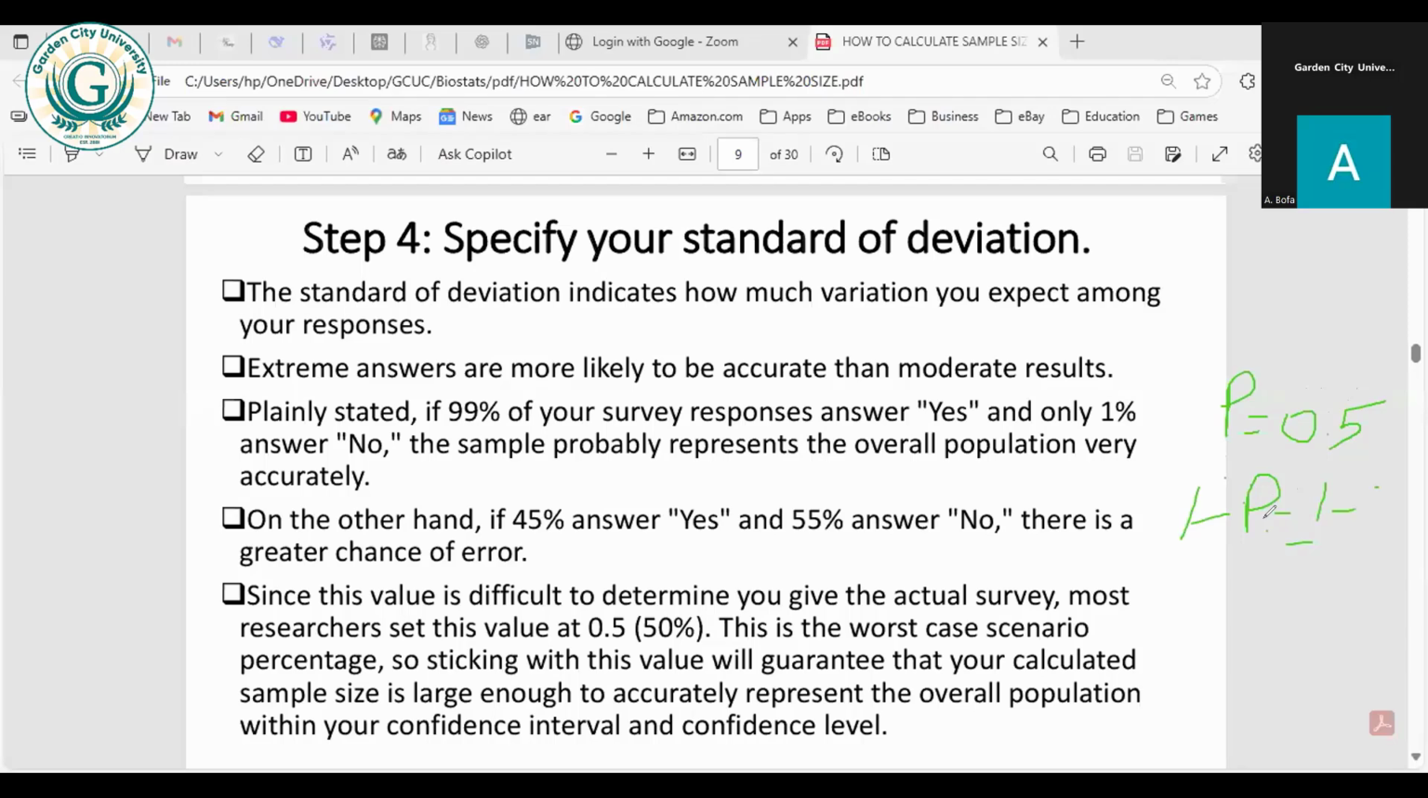So to be on the safer side, most cases, researchers will just split it, 0.5, 0.5. That's what we do in most cases, because it's not easy to determine that this percentage are experiencing it and this percentage are not experiencing it. But if you are fortunate, and probably there is an earlier research that has that information, then you are good to go. But in real life, it's not easy.